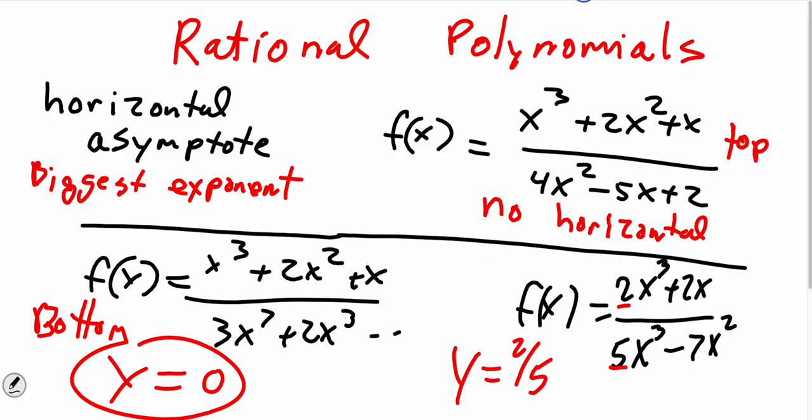Good? Okay, and again, you can just practice, go through the assignment. You should be able to look at the problem and get the horizontal asymptote. That one's the easy one. Actually, they're all kind of easy.